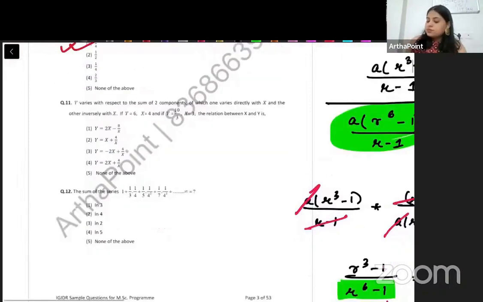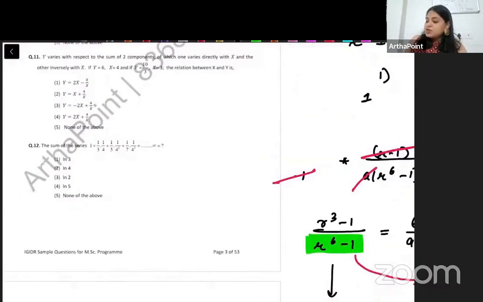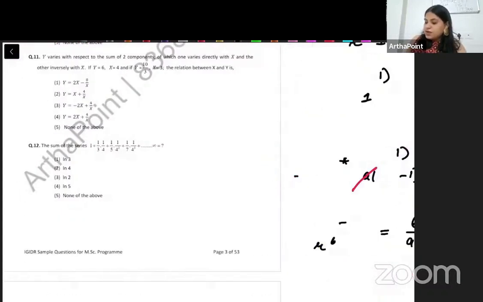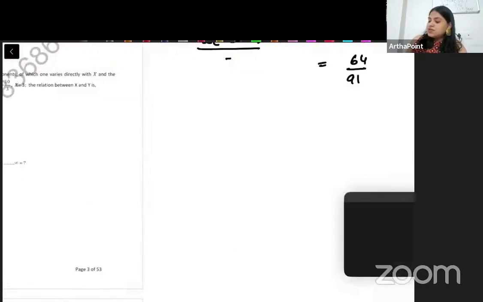Okay. Come to the next one. Y varies with respect to x, with respect to the sum of 2 components, of which one varies directly with x and the other inversely with x. Let me just create some space.